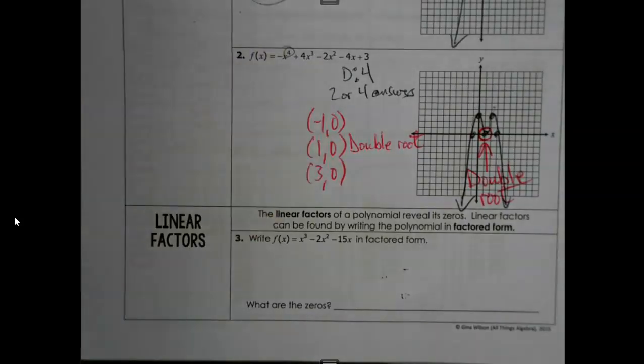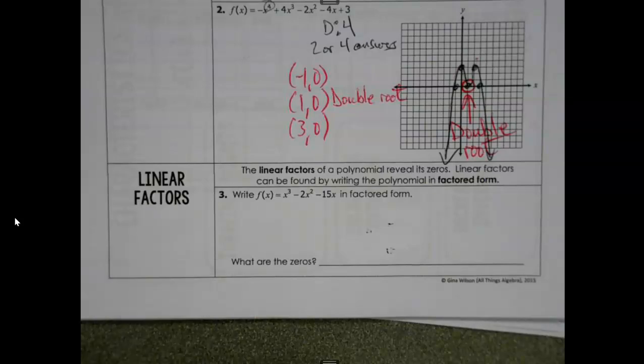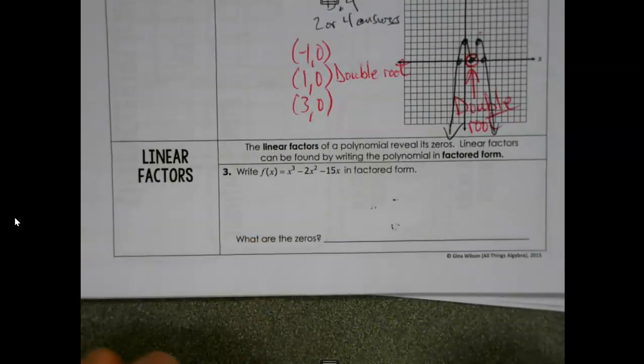Oh, first time this semester. Here it comes. The linear factors of a polynomial can be found by writing the polynomial in factored form. It's back, the Algebra 2 F word. Here we go. So these are the things where we're going to have to do a little bit of mental math.